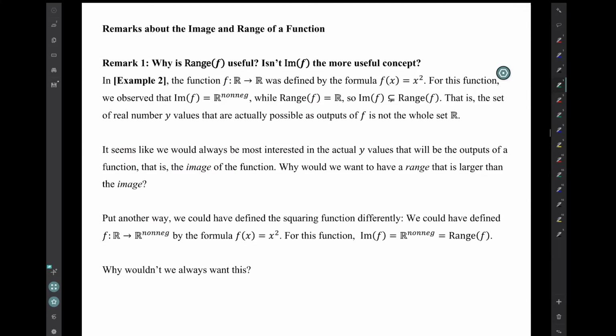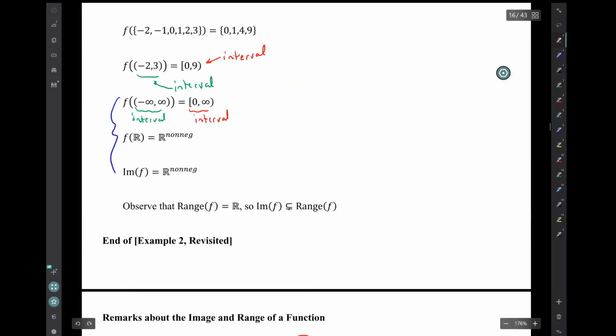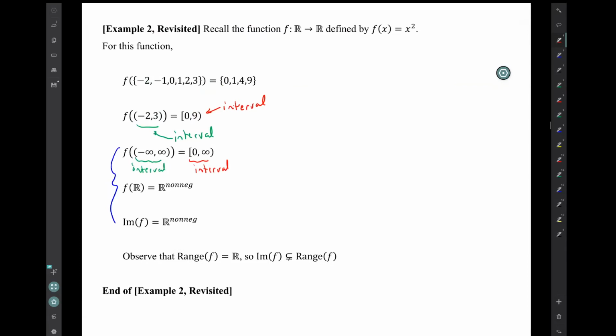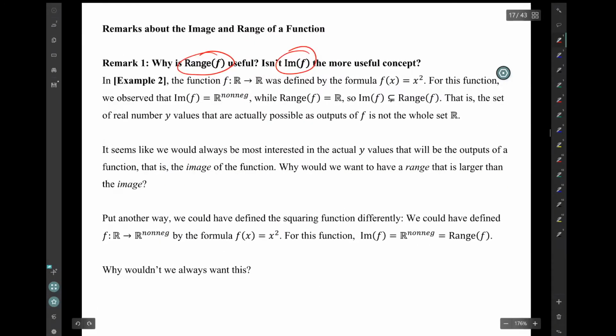Now I want to talk a little bit about the image and the range of a function. So the first remark is this: why is this thing, the range of the function, useful? Isn't the image of f the more useful concept? So let's go back to the previous example. In this example, the range of the function was the set of all real numbers, but the only real numbers that could actually come out as outputs are the non-negative real numbers, the numbers greater than or equal to 0. The y values are always greater than or equal to 0. So we saw the image is not equal to the range. So not all real numbers are actually possible as outputs.